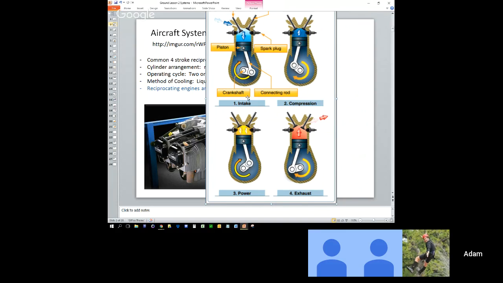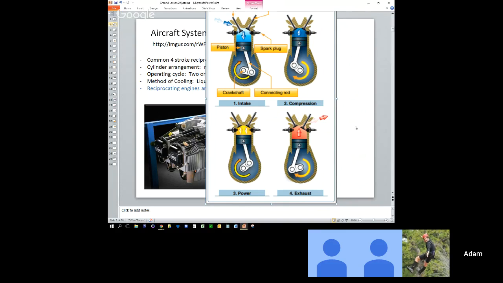The intake, where the outside air comes into the cylinder, is 1 stroke. The compression of that air is a 2nd stroke, meaning the piston goes from its bottom position to its top position, compresses the air. The 3rd stroke is where the spark plug emits a spark, which ignites the fuel and air mixture. And then the 4th stroke is the piston returning to its top position and expelling the exhaust out of the cylinder.